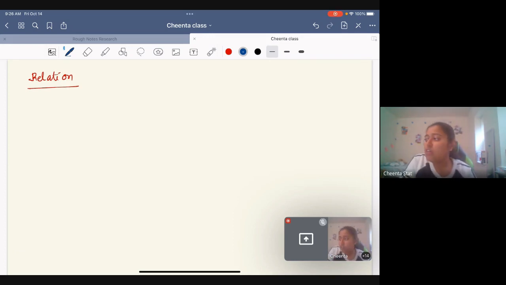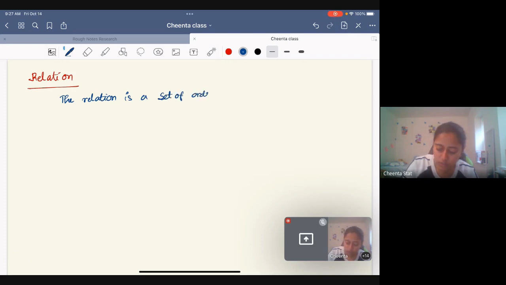So the relation is a set of ordered pairs, which is a Cartesian product from a non-empty set A to a non-empty set B.